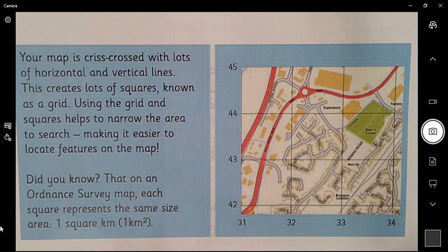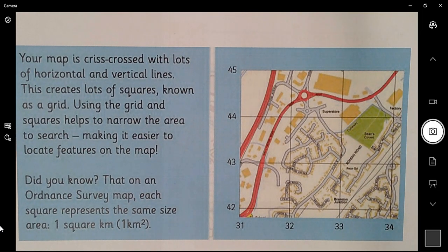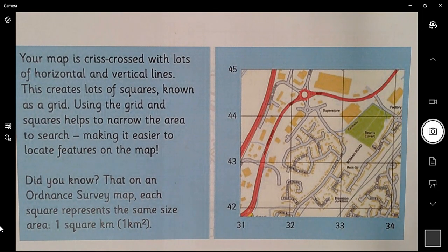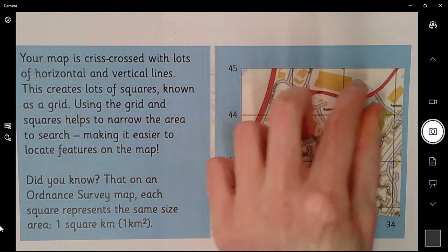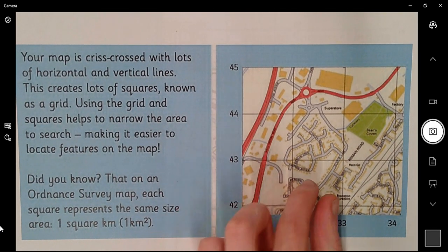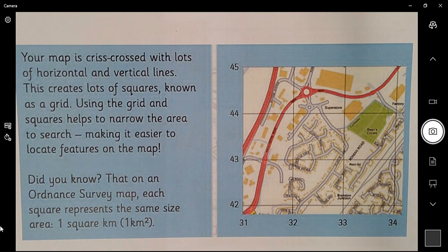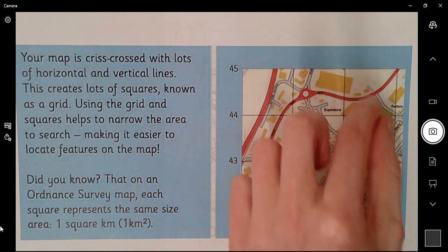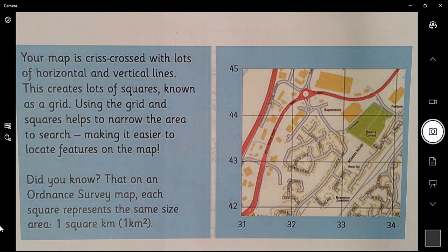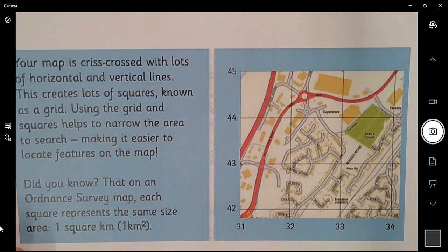Now, a bit of a fun fact here. Did you know that on an Ordnance Survey map, each square represents the same size area, 1 kilometre squared, or 1 square kilometre. So each square on this map is 1 square kilometre. Now, I've been doing metres squared and centimetres squared in area in maths. Kilometre squared then is significantly bigger. So each square here covers 1 kilometre. So that's just a fun fact, and just to add to your knowledge of what Ordnance Survey maps are.